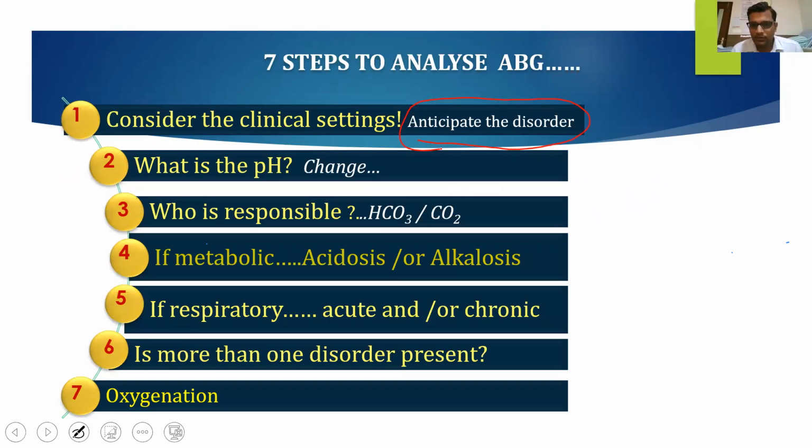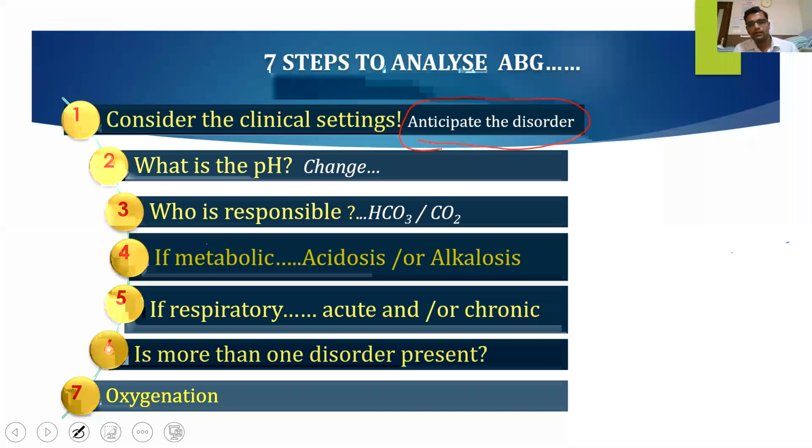For example, in a DKA patient, we anticipate metabolic acidosis. In Bartter syndrome, we anticipate metabolic alkalosis. So you have to anticipate, then look at the report, and then start interpreting. So the knowledge about the clinical scenario is very important.